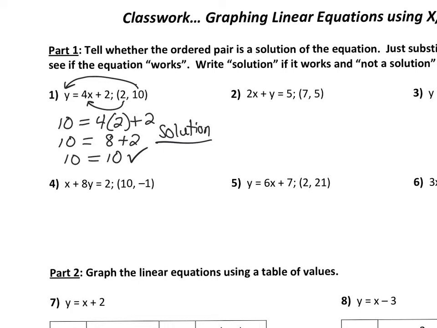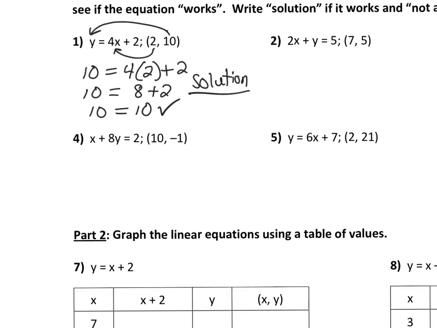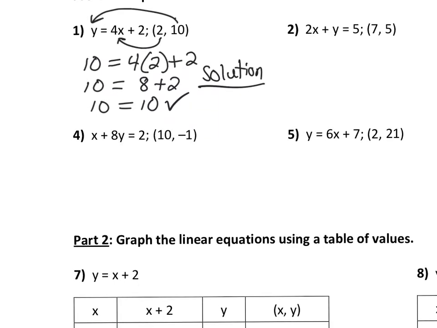Okay. I'm going to do number 4. Same idea. 10 goes in for x, negative 1 goes in for y. And I have to determine if my result, after I put those in there, is equal to 2. So I replace the x with 10. I replace the y with negative 1.